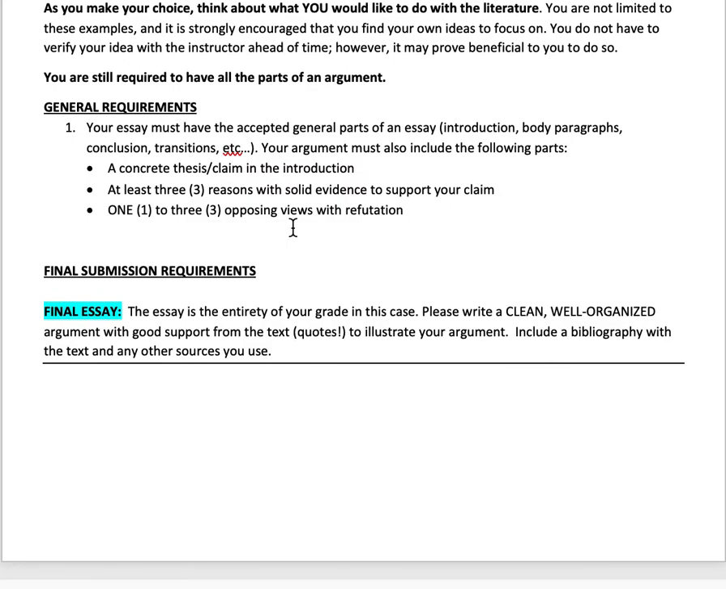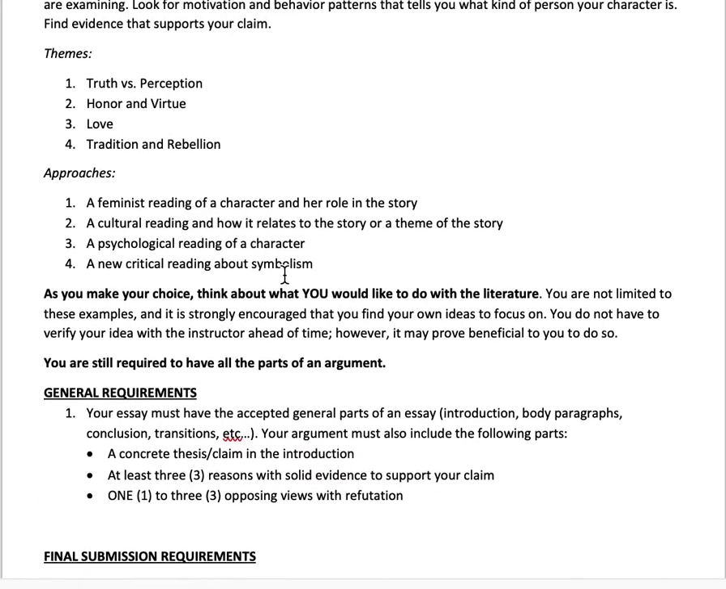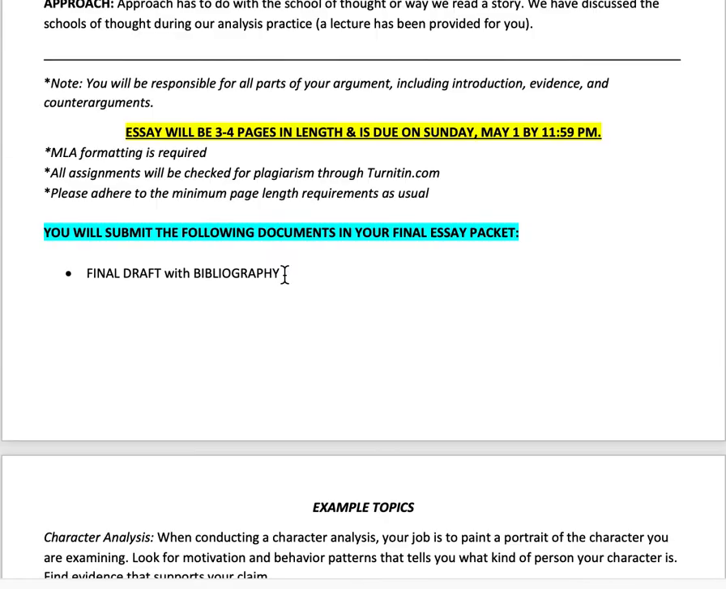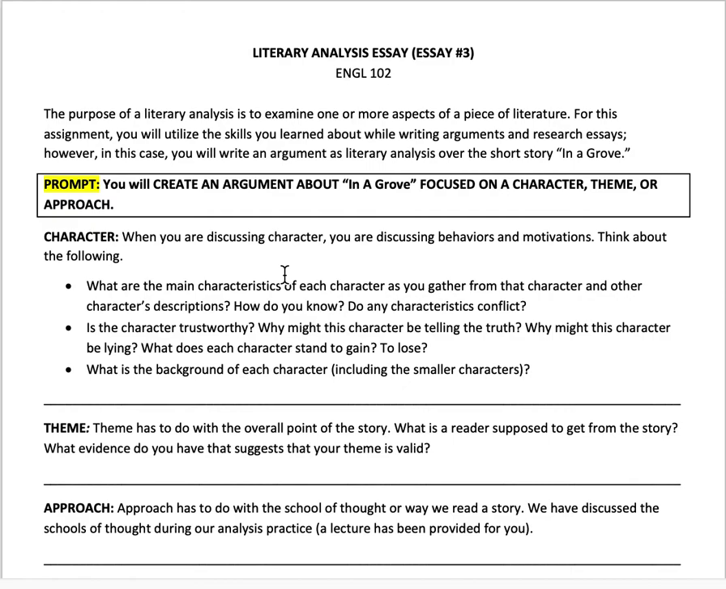So the essay is all you're going to submit for this. Make sure that it is a clean, well-organized document, a Word doc, and that you have a bibliography which has at least your short story listed on there. If you choose to use any other sources, I would again limit it to maybe 1 to 2, maybe 2 or 3, but make sure you cite those in text and include them on a bibliography as well.